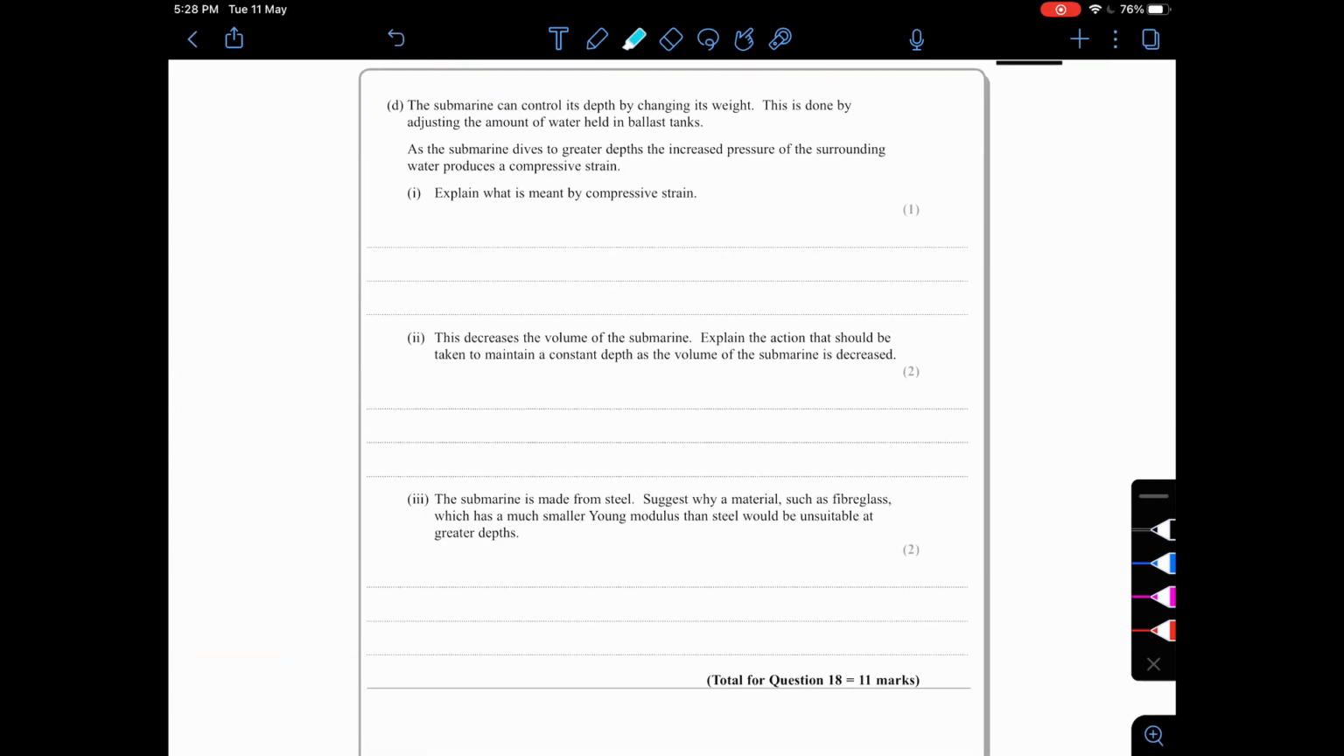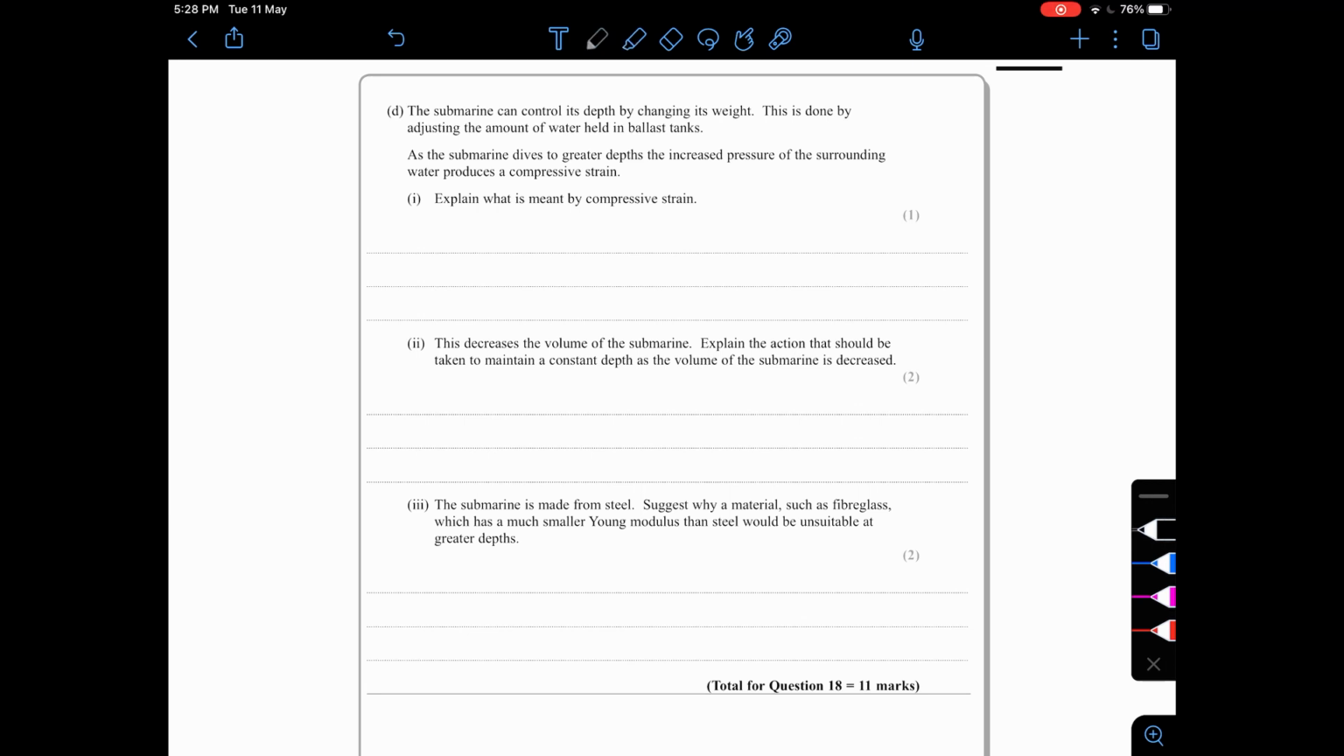All right, next question. Part D. The submarine can control its depth by changing its weight. This is done by adjusting the amount of water held in the tanks. As the submarine dives to greater depths, so it's going down, there's an increased pressure. So we can write pressure increases as you go down, which produces a compressive strain. Now compressive strain, you can think of it as squeezing Play-Doh. So we can say that when a material is undergoing compressive strain, the material decreases from its original length.